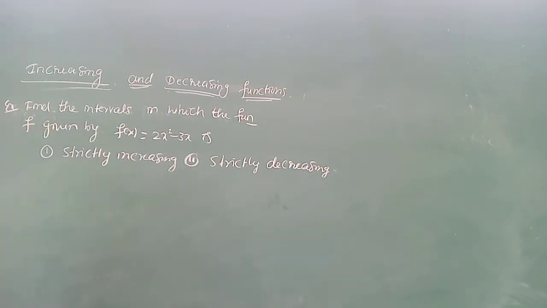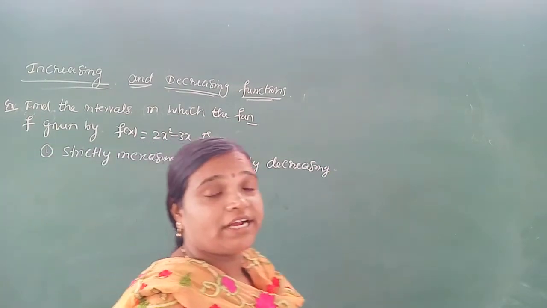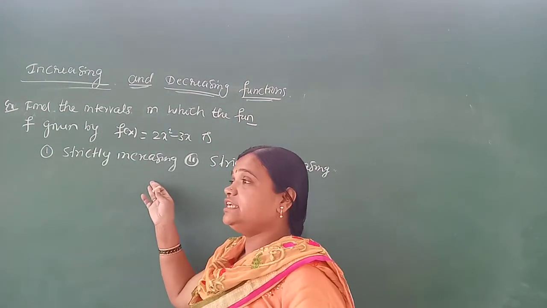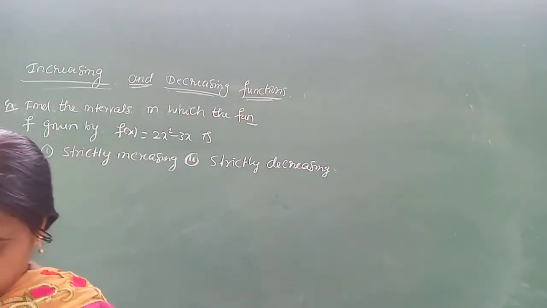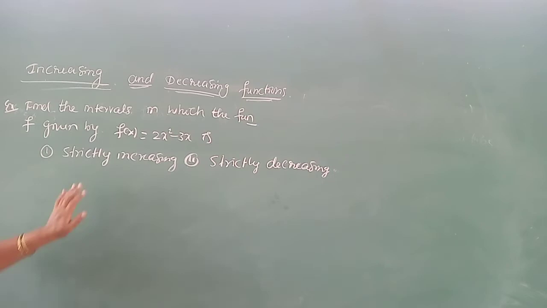Earlier, the examples were in the form where points were given and we were verifying strictly increasing and decreasing. Now here the function is given, and we have to calculate in which points it is strictly increasing and decreasing. Okay, solution.